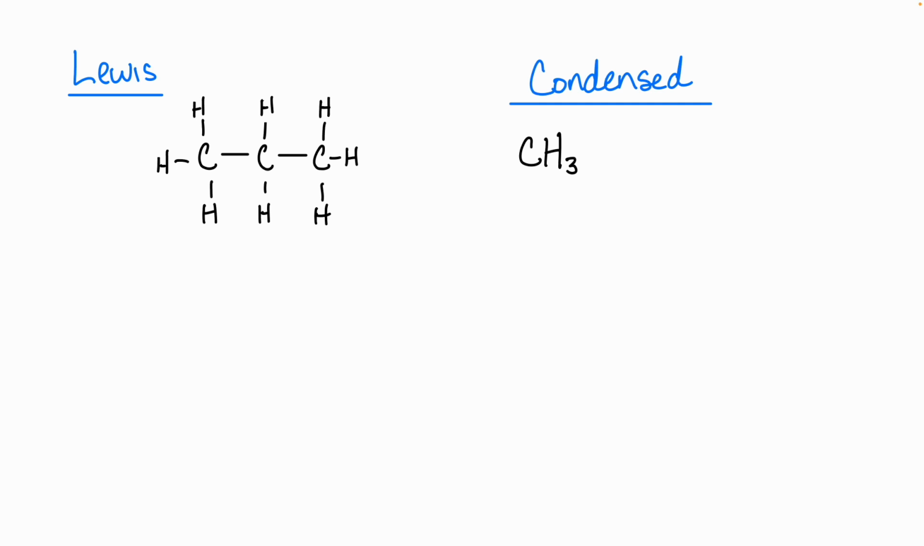So my next carbon atom, what will I put? How many hydrogens? 2, CH2. The next carbon, 3. So that would be the condensed structure of that same molecule. All right, just written out all in one line.